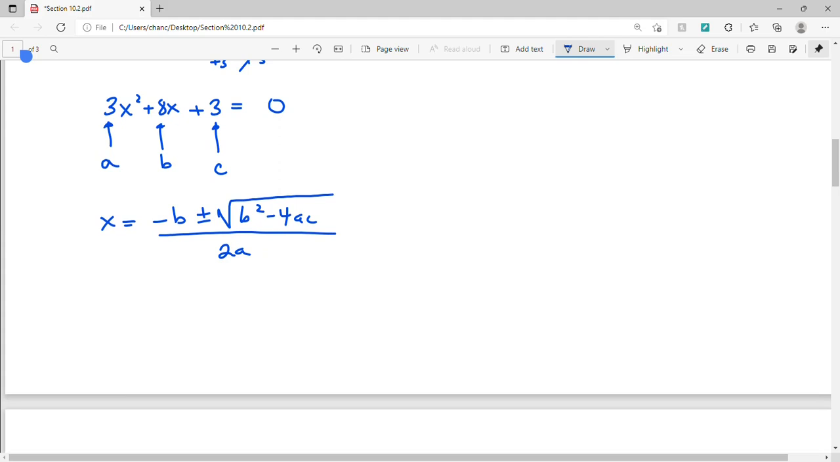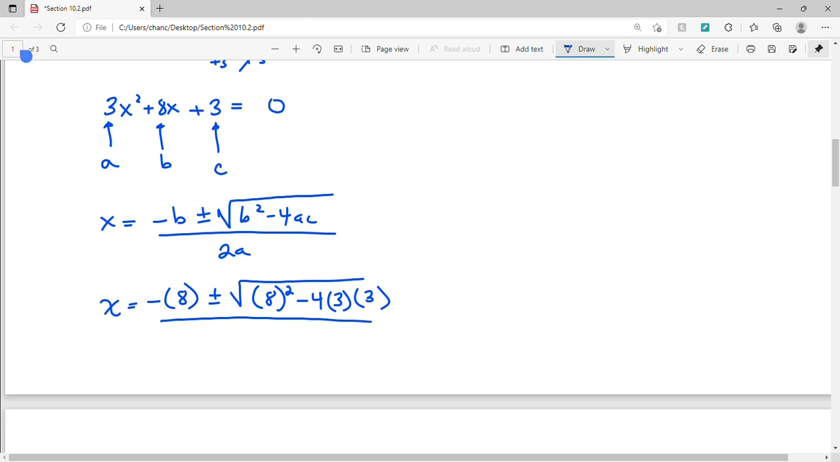So let's substitute the values now. We have x equals negative, we'll substitute an 8 for the b, plus or minus the square root. We have 8 squared minus 4 times a, which is 3, times c, which is also 3. And we'll divide this by 2 times a, which is 2 times 3.